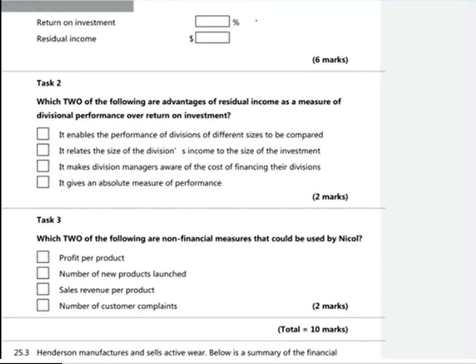For return on investment, we're looking at the return, which is our operating profit, 5,000, over our investment, in other words, our capital employed, of 20,000. So that's a return of 25%.